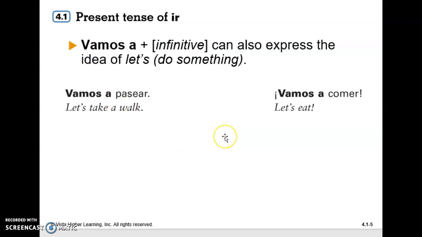And finally, a couple more examples. It also can be used as let's. So if I say vamos a pasear, I can be making the suggestion. Let's take a walk.